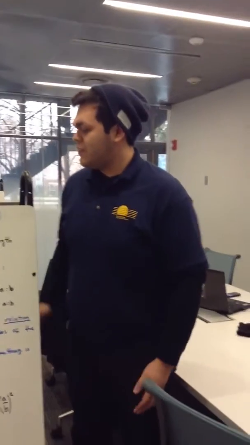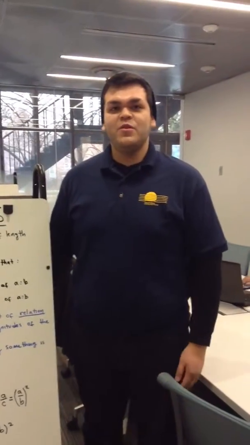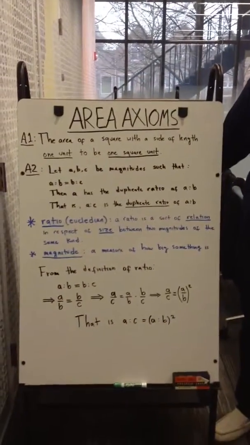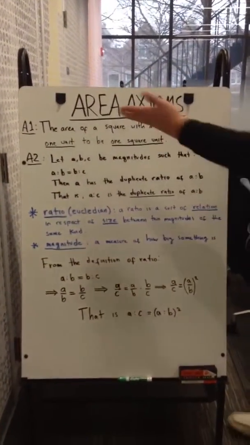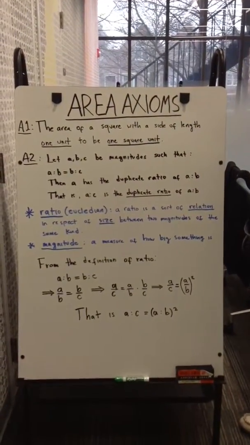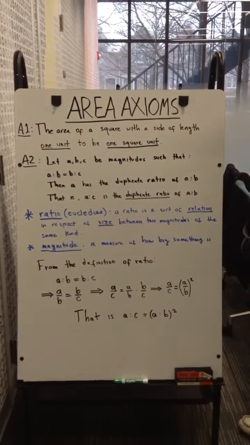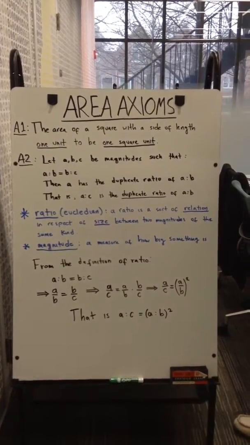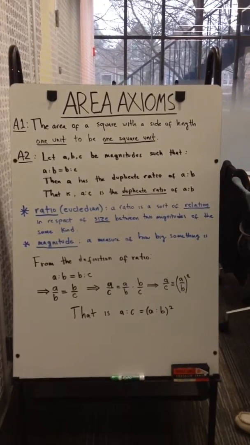Okay, before we go over the proof for area of a square, we find it appropriate to go over some axioms first. We have axiom 1, which states that the area of a square with 1 unit side is 1 square unit.